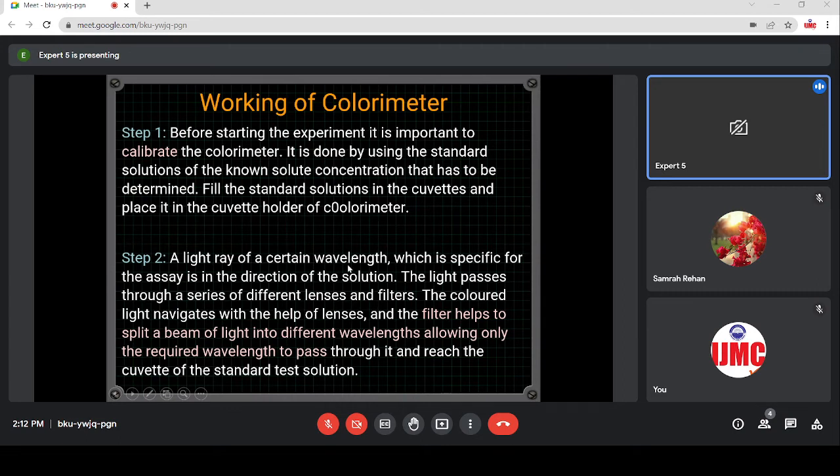A light ray of a certain wavelength, specific for the assay, is directed toward the solution. The light passes through a series of different lenses and a filter, the colored light navigates with the help of the lenses, and the filter helps to split a beam of light into different wavelengths, allowing only the required wavelength to pass through it and reach the cuvette of the standard test solution.